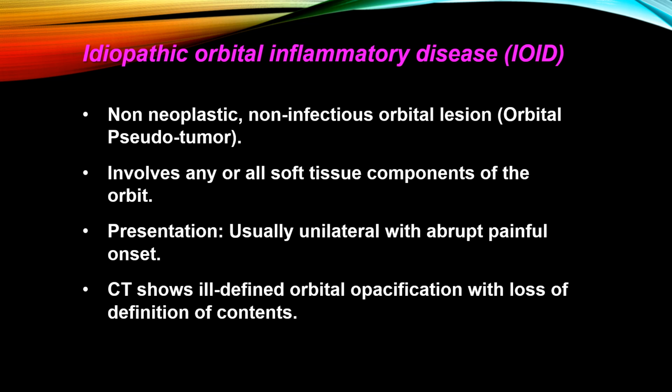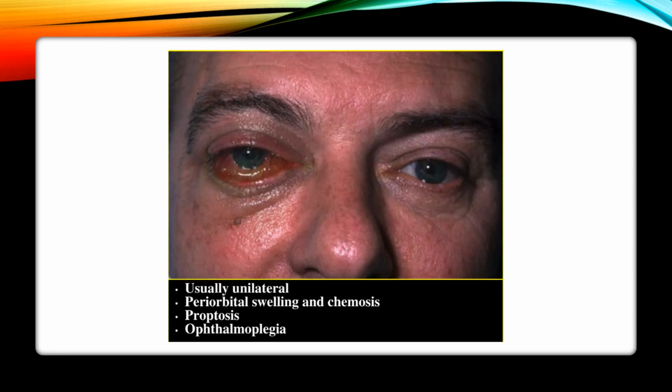Idiopathic orbital inflammatory disease. This is a non-neoplastic, non-infectious orbital lesion. It involves any or all soft tissue components of the orbit. Clinical presentation is usually with a unilateral and abrupt painful onset. CT shows ill-defined orbital opacification with loss of definition of the contents.